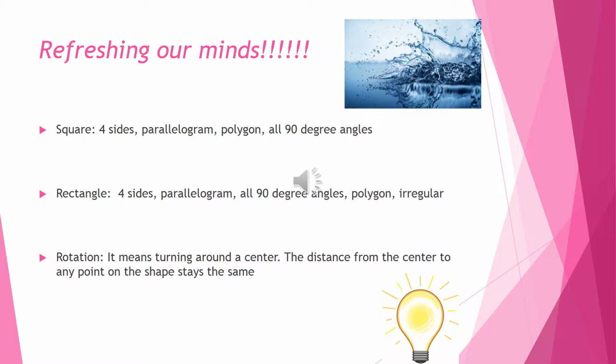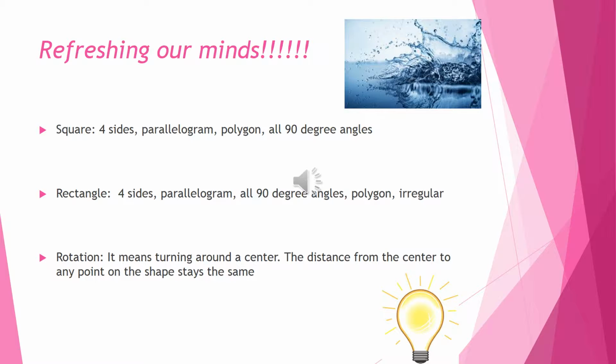What's a square? Well, it's a parallelogram and a polygon that has four sides and has all 90-degree angles. What's a rectangle? It also has four sides, is a parallelogram, has all 90-degree angles, but is irregular. And finally, a rotation. It means turning around a center. The distance from the center to any point on the shape stays the same.